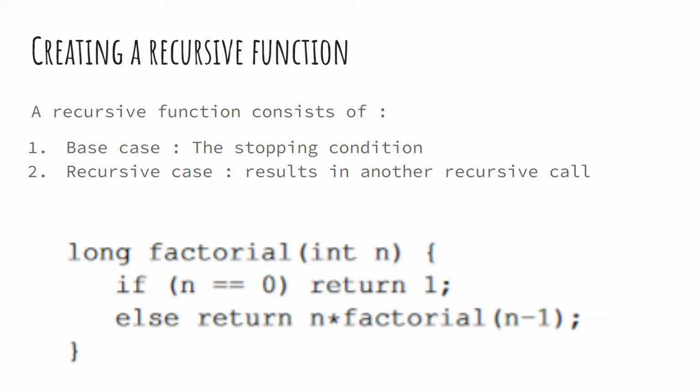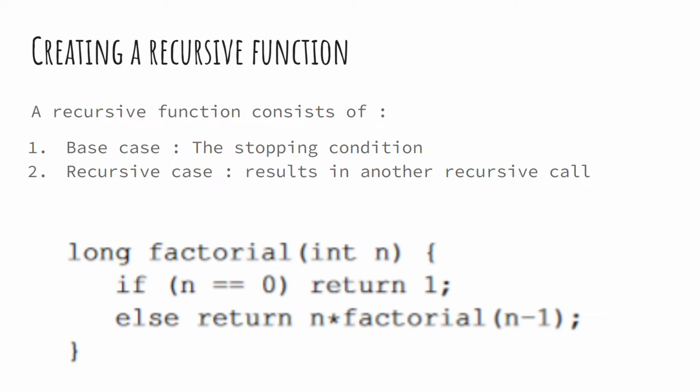Alright, so a recursive function consists of two things. The first one is the base case, which is the stopping condition. That's the condition where the recursive function stops calling itself again, and it's the smallest problem for the recursive function. And then there's the recursive case, which results in another recursive call to solve a smaller problem and then ultimately solve the bigger problem.